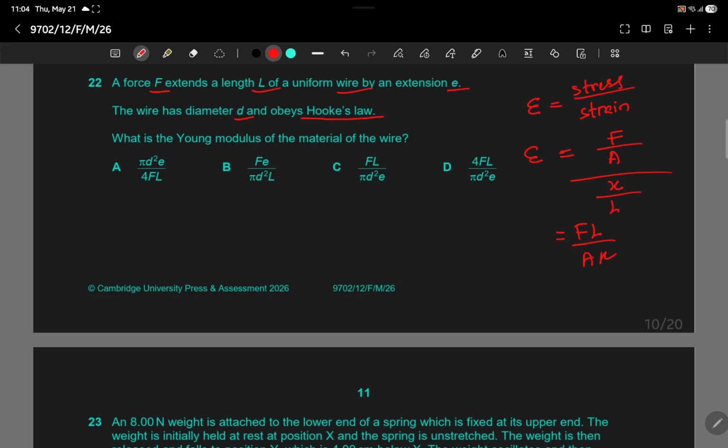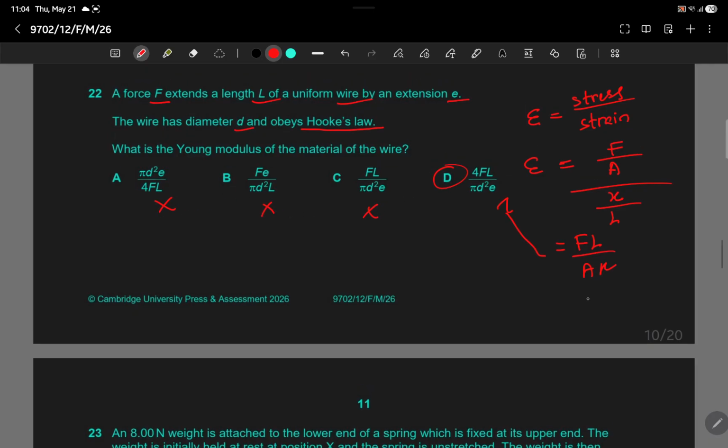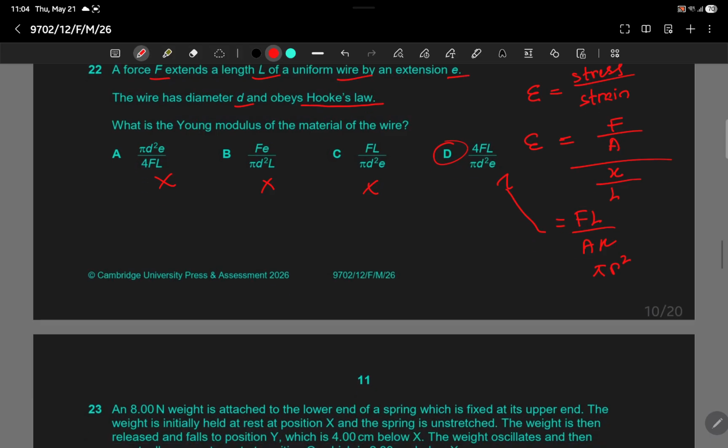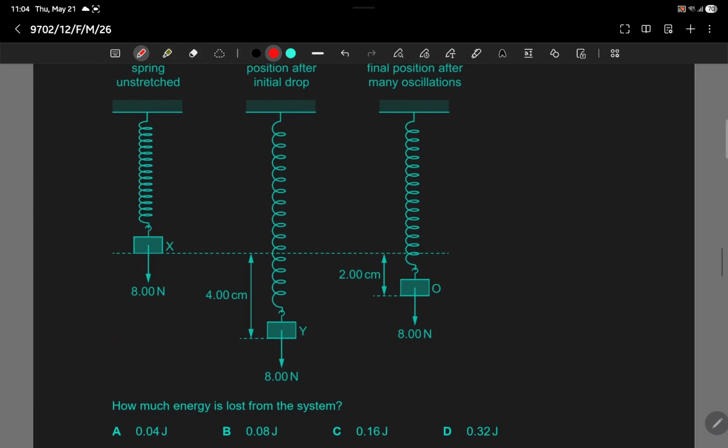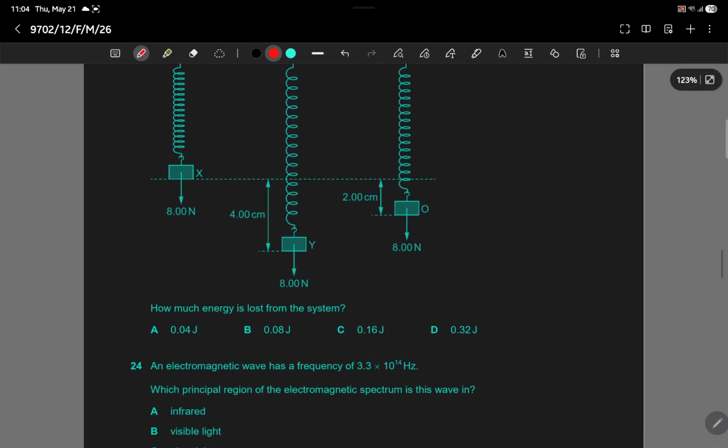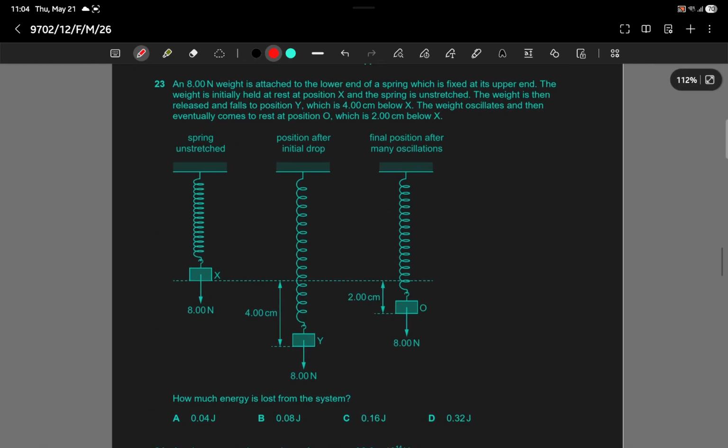So which actually corresponds to this? This is the only thing that matches. Nothing else matches. D, because area is pi r squared. If you write it in D terms, it is pi d squared by 4, and this 4 is multiplied here, hence it's 4 D here. Hence it's D. Now, question number 23. This seems to also be a past paper question.